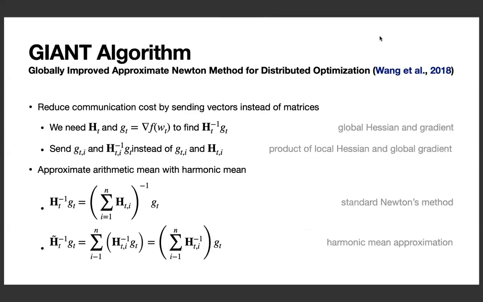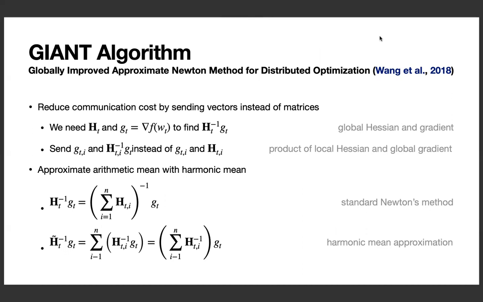And the algorithm of our interest, called GIANT, tries to solve this issue by sending a vector instead of a matrix. But how do we do that? If we send H, it is a matrix. But if we send H inverse times G, it is a matrix-vector product, which is a vector.